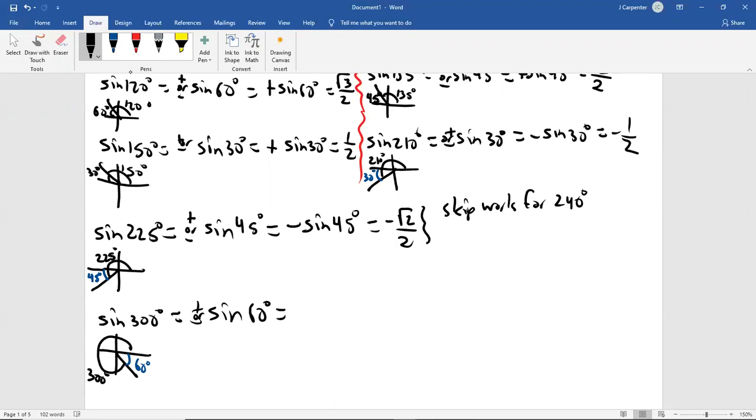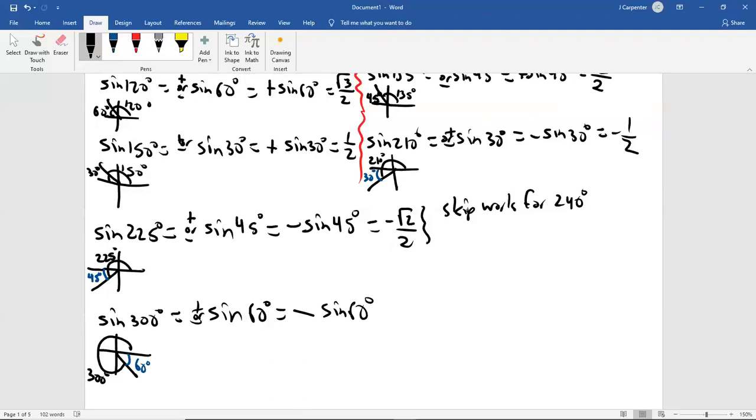Well, 300 degrees is in quadrant 4. A smart trig class says cosine's positive in quadrant 4. I think I said something wrong earlier. I meant to say tangent. I said cosine for this one, but I still had the right answer. Quadrant 3, tangent's positive, all others are negative, which is why we were choosing negative for quadrant 3. Quadrant 4, a smart trig class says cosine is positive in quadrant 4, all others are negative. So sine of 300 is the negative sine of 60 degrees.